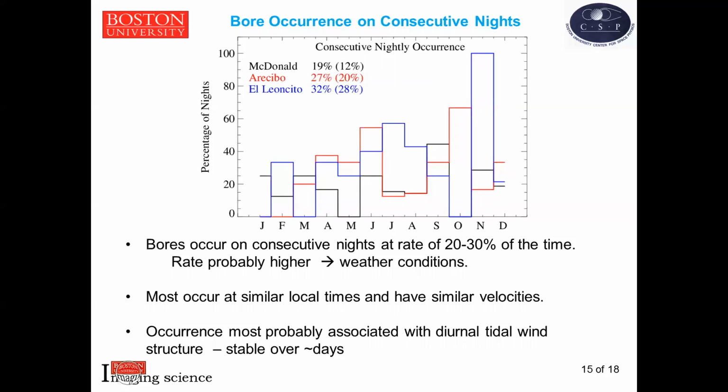Another interesting thing was consecutive nightly occurrence. Bores occurred on consecutive nights at the rate of 20 to 30% of the time, and that rate's probably higher. There were some nights where the next night after that also had bores, but the weather conditions on the consecutive night weren't good, so you couldn't see. So in most cases, they had similar local times for the zenith crossings, and they also had similar velocities. And that's probably associated with a diurnal tidal wind structure, because that is a stable feature in the upper mesosphere over several days.